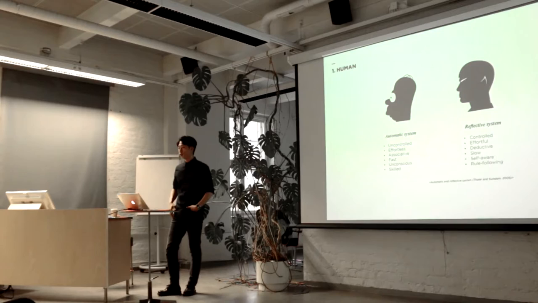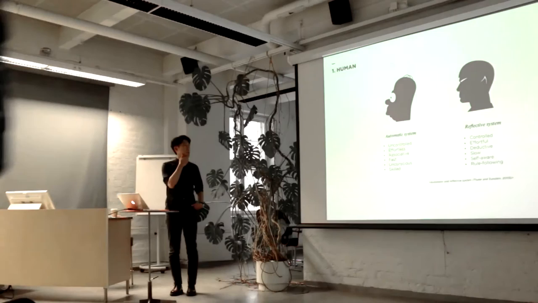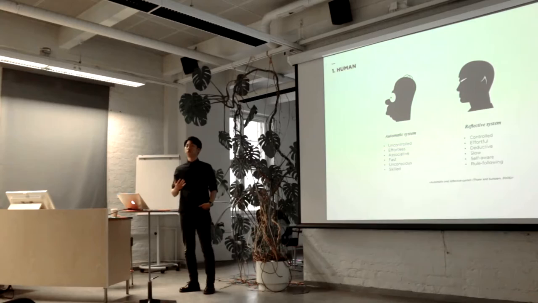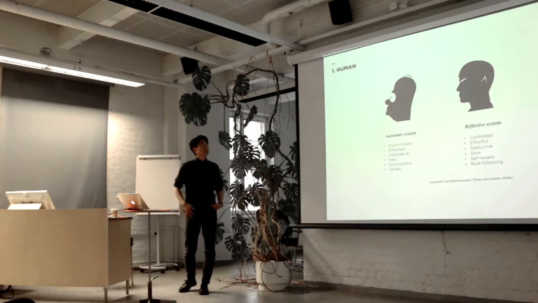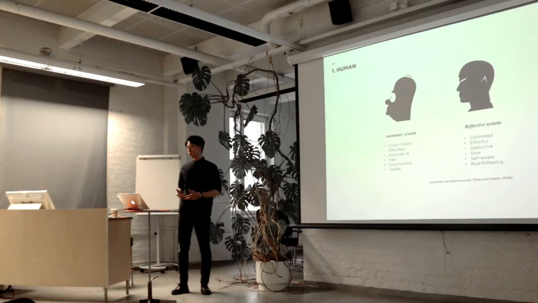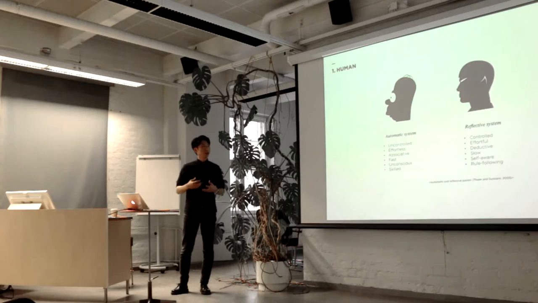First, there are two main systems in the human brain: the automatic system and the reflective system. The automatic system is like Homer Simpson. If you think about the situation, you make a poor decision and then you just skip your workout because you're late or something. So it's uncontrolled, effortless, associative, fast, and unconscious. But in the case of the reflective system, it's like Mr. Spock. It's very controlled, effortful, deductive, slow, and self-aware.